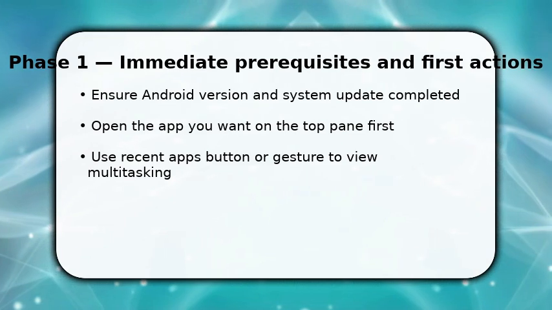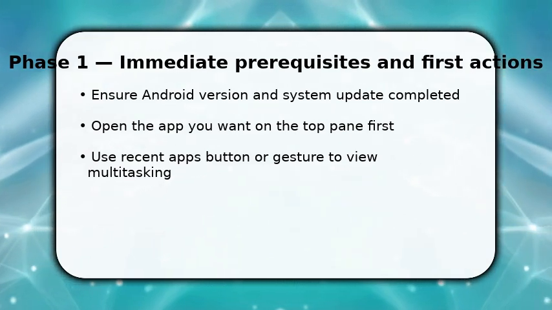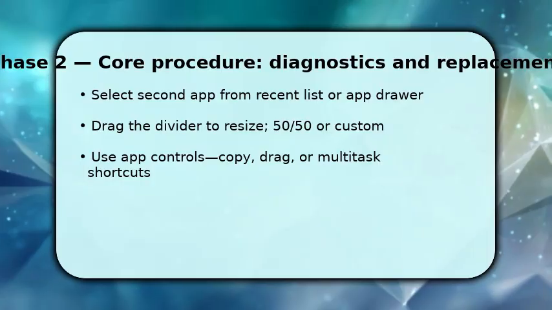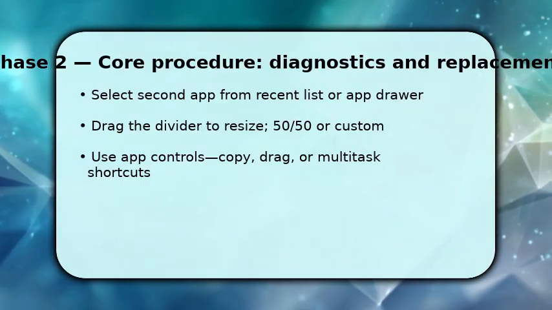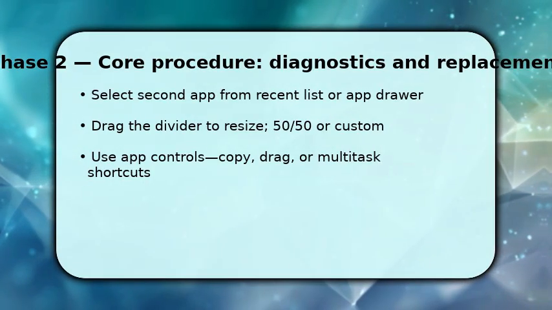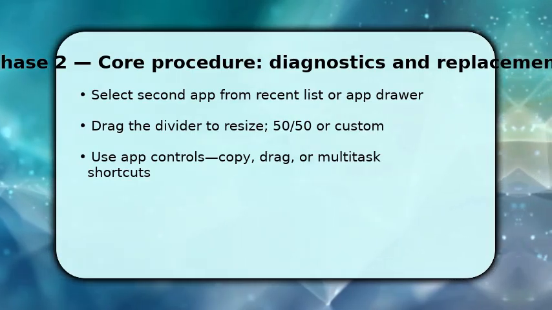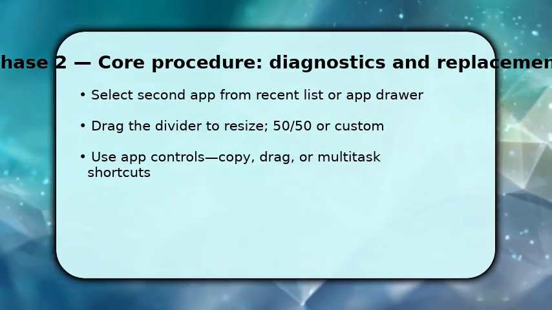Once done, select the second app from Recents or the app drawer. It drops into the remaining pane. You can move the central divider, drag up or down, to allocate space, for example one half or a larger top pane for video. Make sure to use individual app menus.